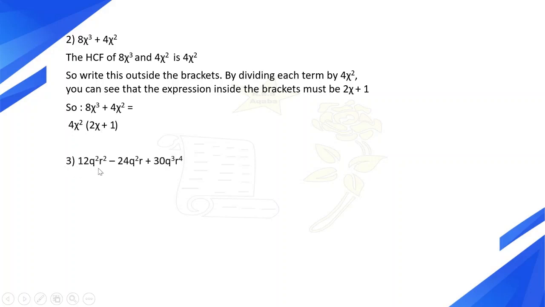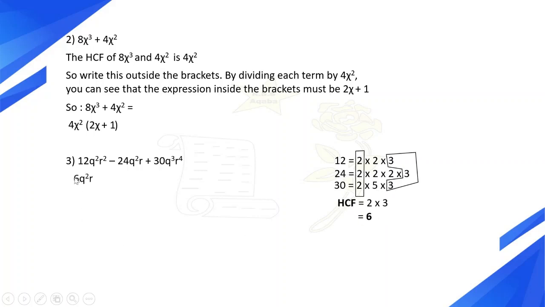Number 3, 12q squared r squared minus 24q squared r plus 30q cubed r to the power 4. First of all, you have to find the highest common factor between the numbers. So you have to write 12 as a product of prime factors. 12 equals 2 times 2 times 3. Then write 24 as a product of prime factors. 24 equals 2 times 2 times 2 times 3. And write 30 also as a product of prime factors. 30 equals 2 times 5 times 3. So the highest common factor, the common, of course, 2 and 3. So the HCF equals 6, because 2 times 3 equals 6.